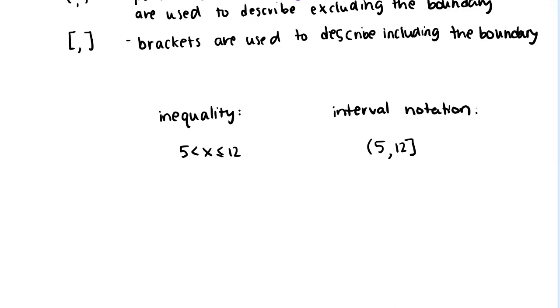Okay, and so we can reverse the inequality symbols and have something like this. What if I had 5 is less than or equal to x is less than 12? Well, in interval notation, this would look like bracket 5 comma 12 parenthesis, right? This is saying the numbers that are greater than or equal to 5, so bigger than 5, but maybe equal to 5, but strictly less than 12, not equal to 12.